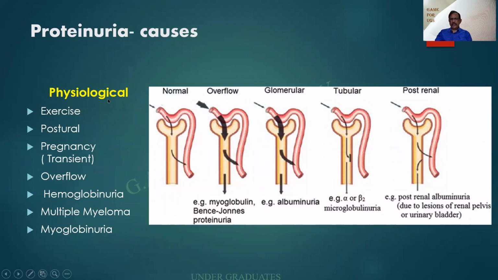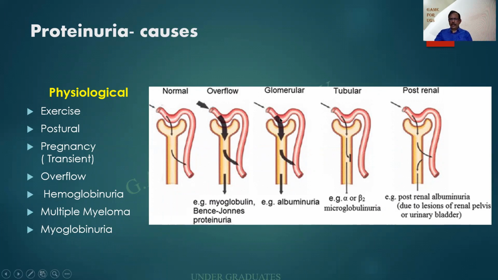Proteinuria, there are various causes for it. One can be physiological, which can be exercise, postural, pregnancy; overflow, hemoglobinuria, multiple myeloma, myoglobinuria, and so on and so forth. Look at this one. Let us see what happens. Normally, there is hardly any protein that is entering the tubules. Sometimes there can be an overflow from the glomerulus into the tubules. It is getting reabsorbed. It can be in a case of myoglobin. Sometimes Bence-Jones proteinuria can be found by this method.